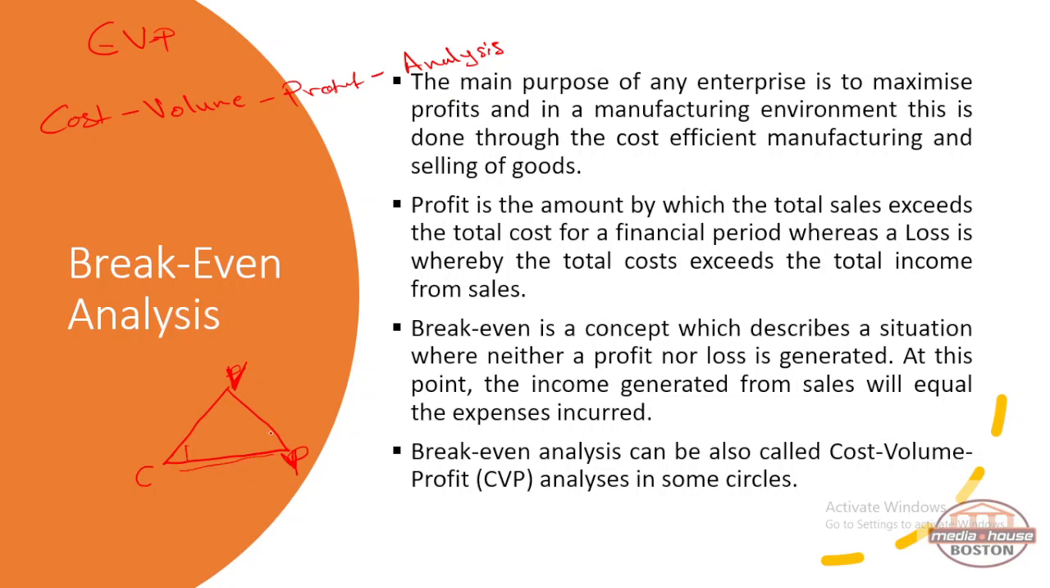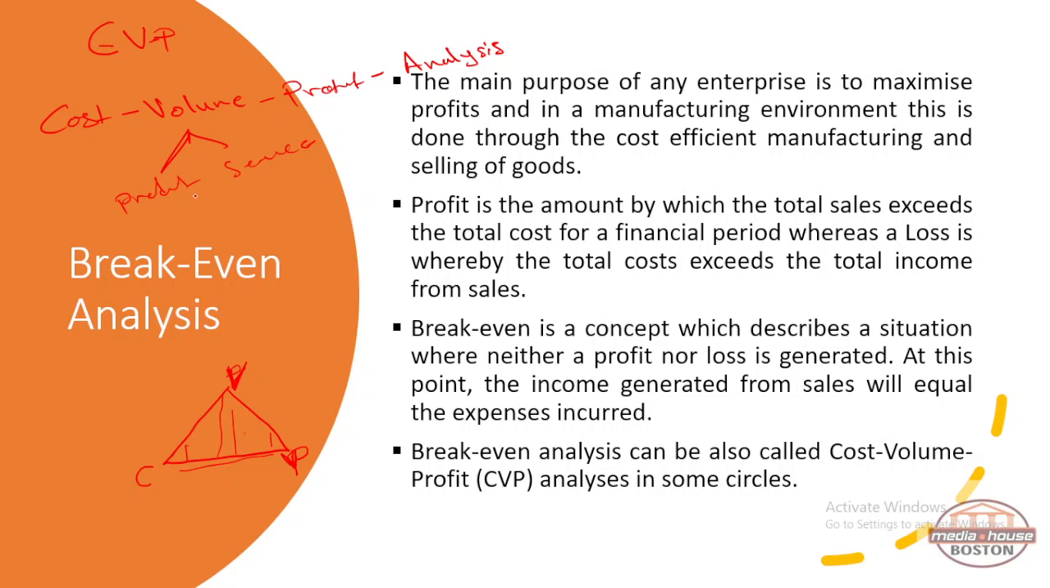So lesser volume, lesser profit; higher volume, higher profit that we're going to generate. This is what we call CVP. It's based on the concept that you're going to incur cost and you're also going to have a number of services. The volume refers to either products or services.